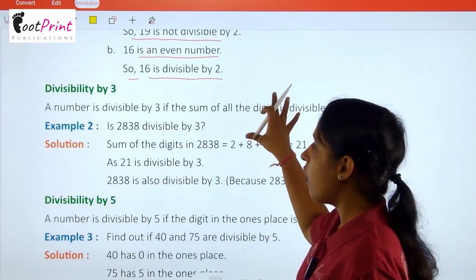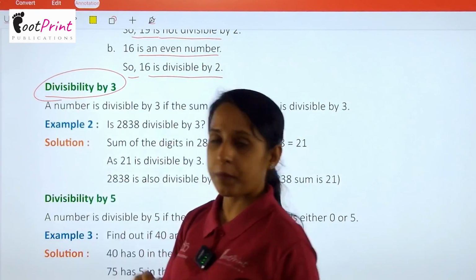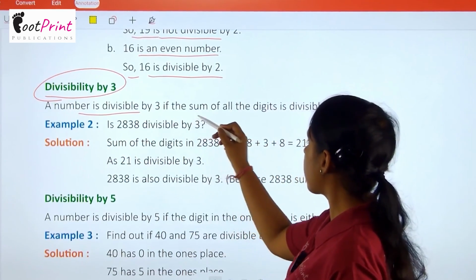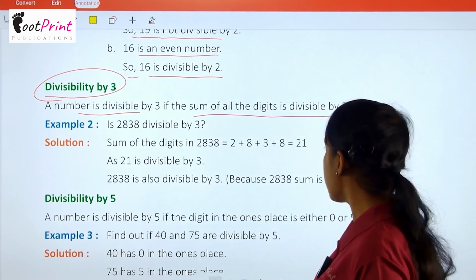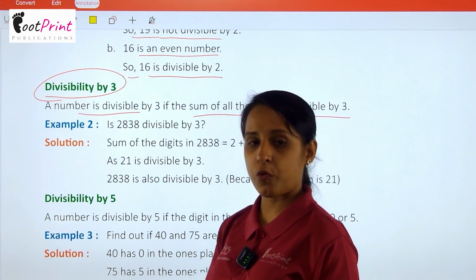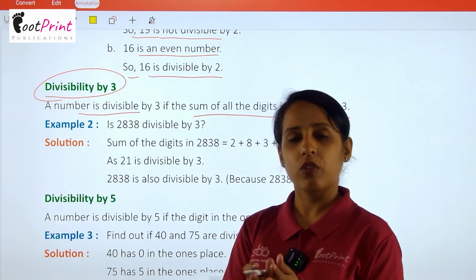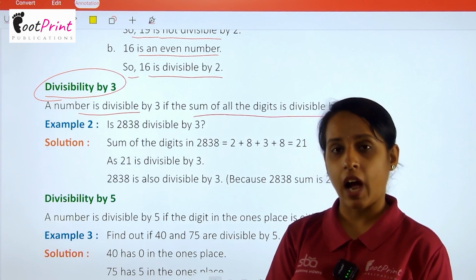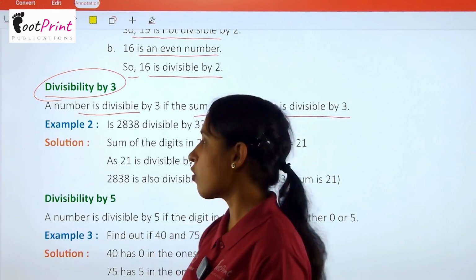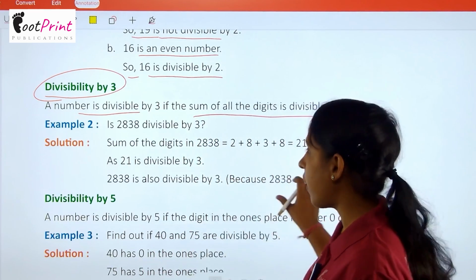Okay. Now divisibility by 3. A number is divisible by 3 if the sum of all the digits is divisible by 3. So if we have large numbers, first we find out the sum of all the digits, and if the sum is divisible by 3, it means the whole number will be divisible by 3.